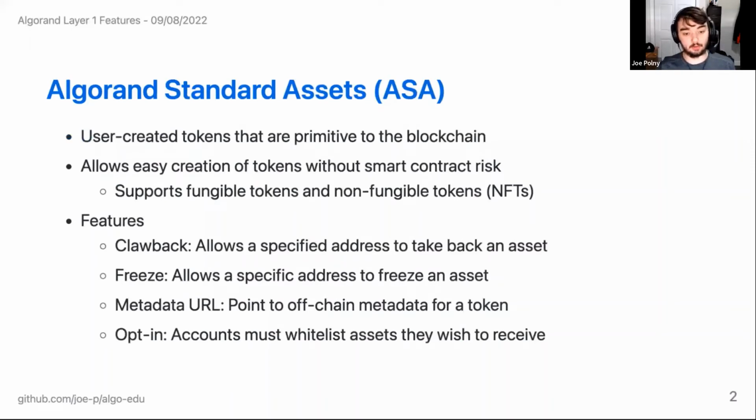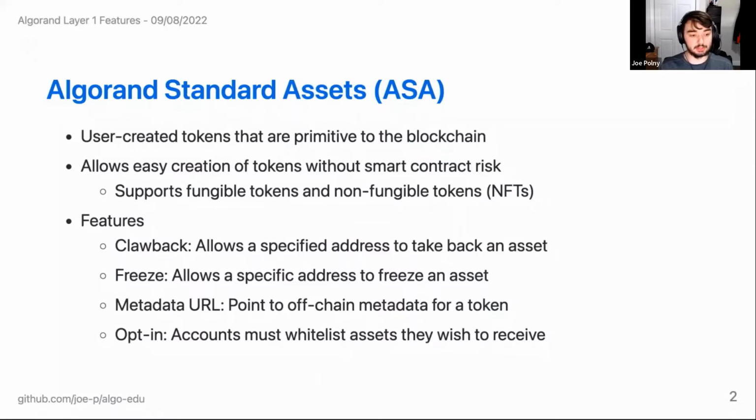One of the things that Algorand offers at layer 1 is called standard assets. These are user-created tokens that are primitive to the blockchain. On other blockchains, an NFT or a token is essentially a smart contract, whereas in Algorand, the token is baked into the protocol. So you can easily create tokens with just one command. You don't have to worry about the security of the code behind tokens, and they're very easy to transact between users and interact with in smart contracts.